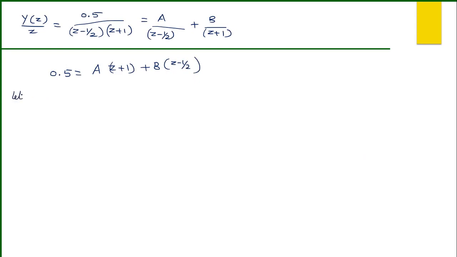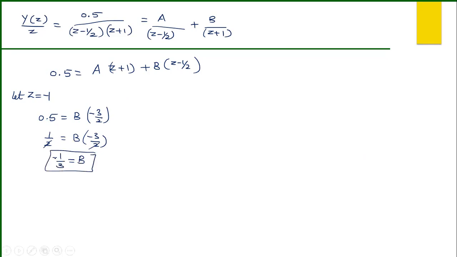Now let Z equal to minus 1. If you take Z equal to minus 1, this A term will become 0. Minus 1 minus 1 by 2. Anyway, 0.5 is equal to B. 0.5 is nothing but 1 by 2. So minus 1 minus 1 by 2, how much will you get? Minus 3 by 2. So 1 by 2 is equal to B into minus 3 by 2. So 2 will get cancelled. If you send minus 3 that side, B will become minus 1 by 3.